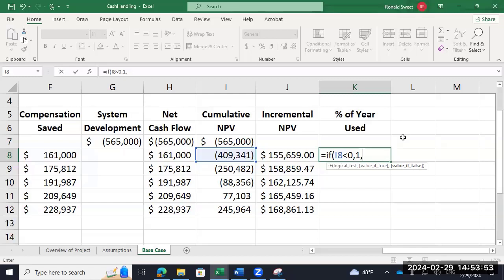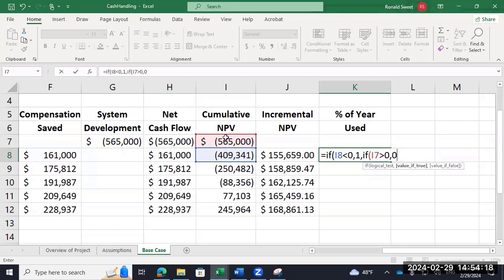All right. So here the question is if the prior year was greater than 0. So if they are already positive the prior year, how much of this year do we need? We don't need any. So that's going to be 0. So what are we left with? The current year is positive and the prior year was negative.